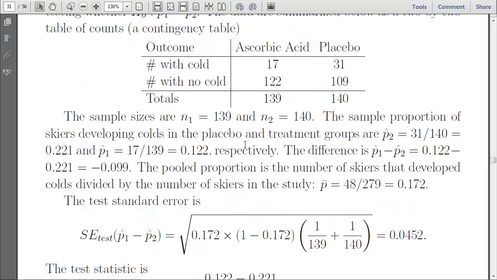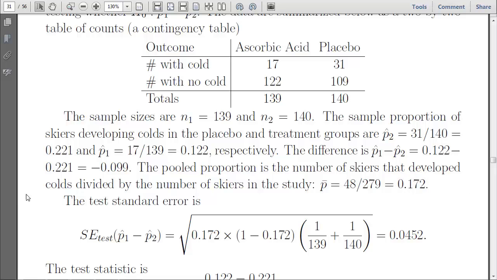So the sample proportion of skiers with a cold, if we estimate these proportions, we've got, let's see, this P1 is our treatment group, that's 0.122, and in our placebo group, P2, that's 0.221. Now these numbers are a little confusing because they look like they're reverse ordered of each other. So let's just say 12% and 22% is the probability of getting the cold. The difference of those proportions is about 10%. And under the null hypothesis of equal proportions, if you take that average, we get 17%.